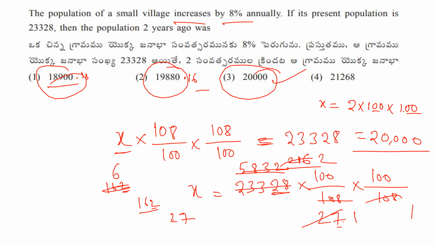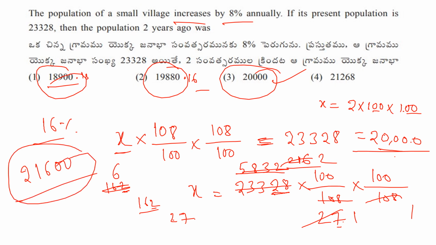20,000 is the initial value. After the first year it was increased by 8%, then in the second year it was increased by 8% again. You can't say 8% and 8% is 16%, because the initial value is 20K. 10% means 2,000, 1% means 200, so 8% means 1,600. If you add 1,600 to 20,000, after the first year the value is 21,600.